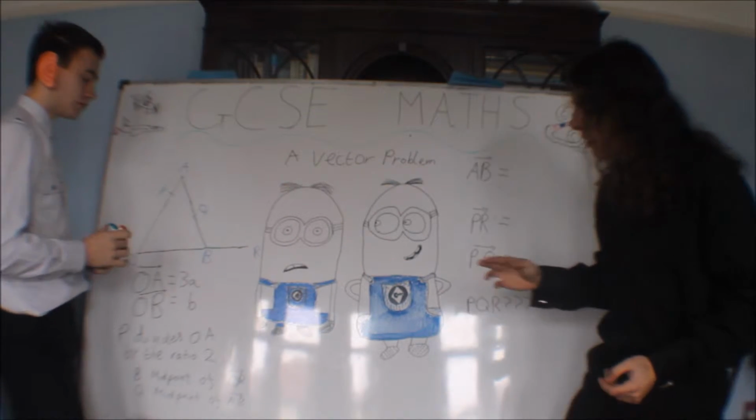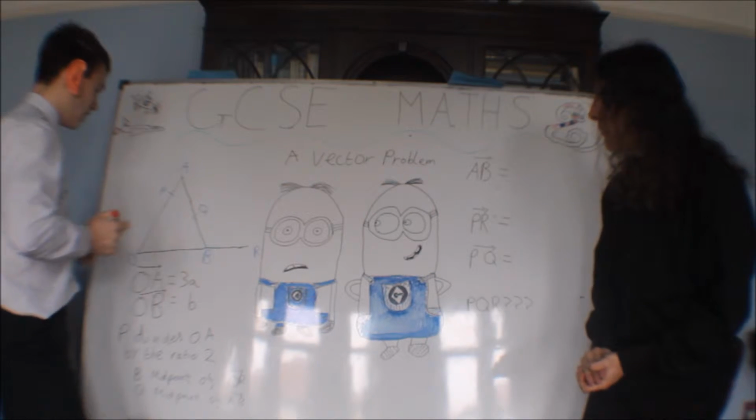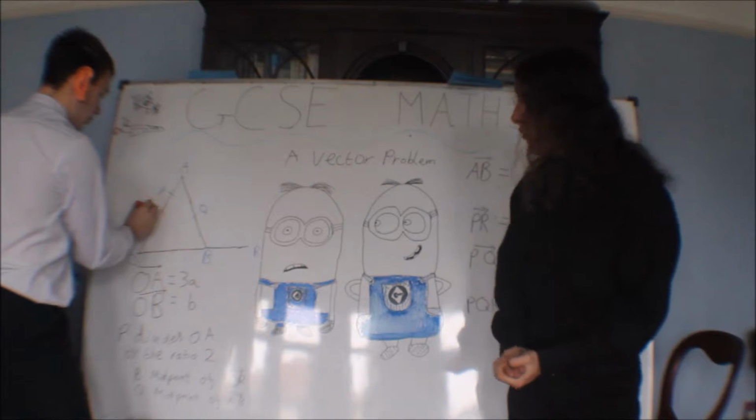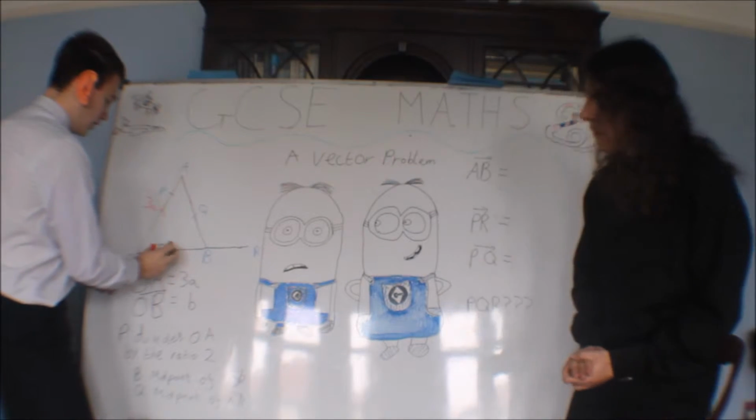Okay. So I've been told that O to A is a vector 3A. We should draw it on, Wayne. Top tip. So O to A, the direction is that way. It's going from O to A, and it's 3A. We're going to be given another one. It's O to B, and that one's B.